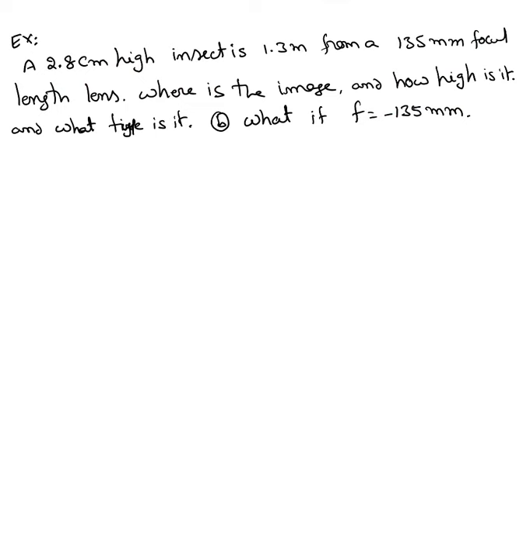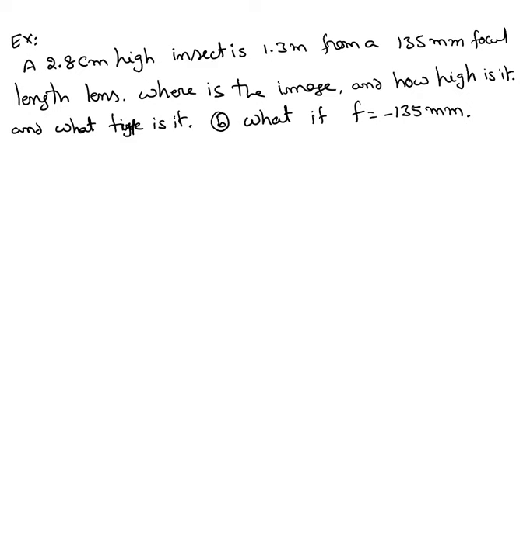Here is an example. A 2.8 centimeter high insect is 1.3 meters from a 135 mm focal length lens. Where is the image and how high is it and what type is it? That means he's asking about whether it is a real image or virtual image. Okay, and he's also asking what if f equal to minus 135 mm, focal length is minus 135 mm. So these two questions, he didn't mention what type of lens is this. Is it a converging lens or diverging lens?